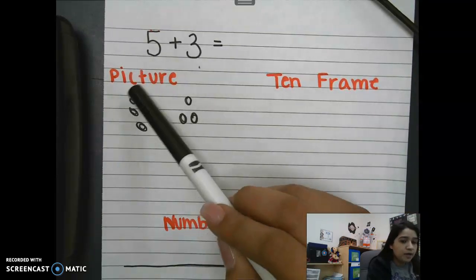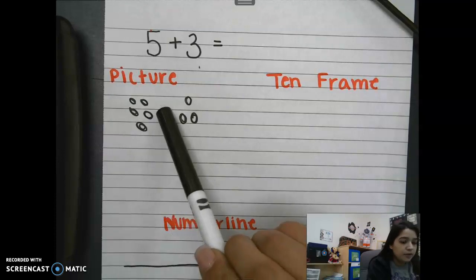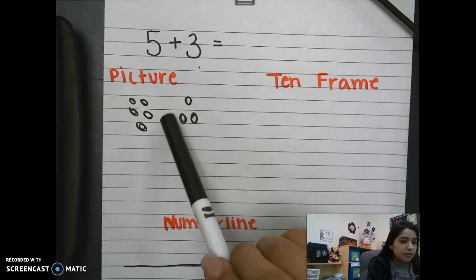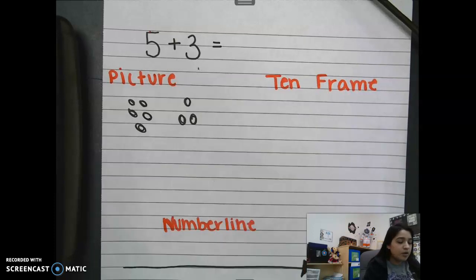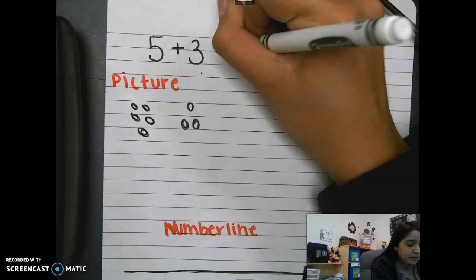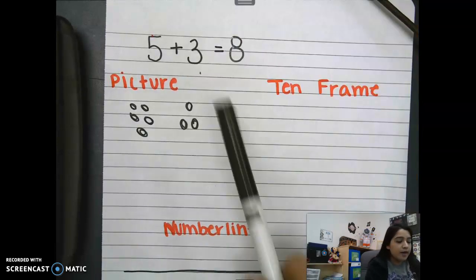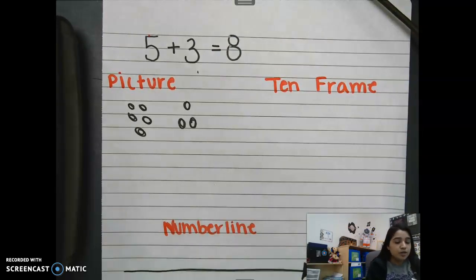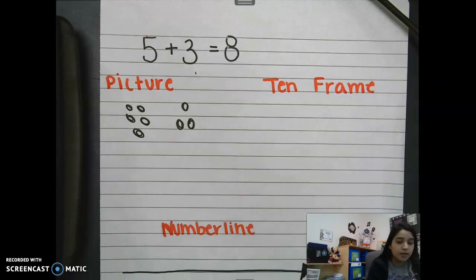1, 2, 3, 4, 5, 6, 7, 8. How many do we have in total? 8. Correct. We have 8 circles. So that's how we draw it in a picture form.